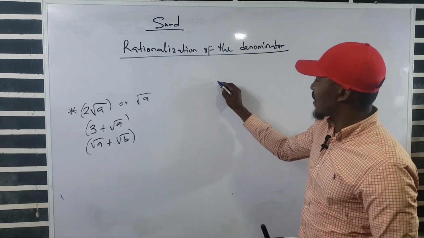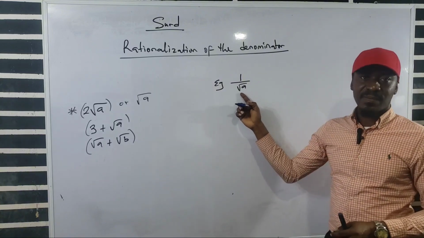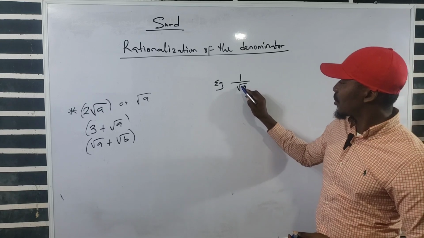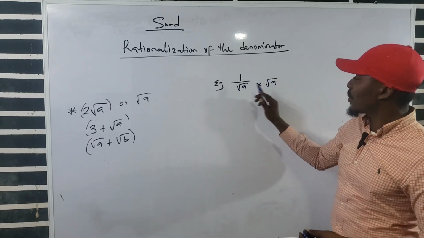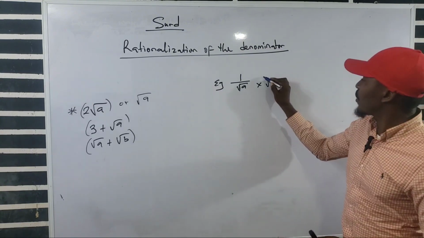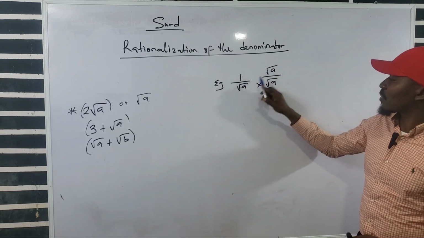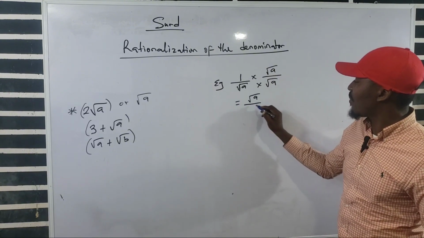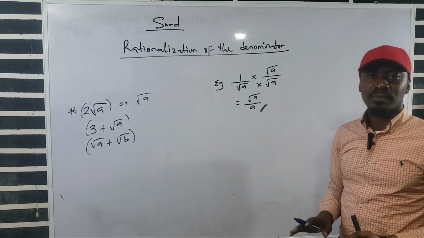Now, let's take, for example, I have 1 over root A, and I want to rationalize this. Rationalize the denominator. All I need to do is change the denominator to a rational number. How will I do that? By multiplying by root A. But if you multiply only the denominator by root A, it's not going to work. So what are you going to do? You multiply the numerator also by root A. When you multiply the numerator by root A and the denominator by root A, you're going to have root A over A, making the denominator not to have any surd at all.